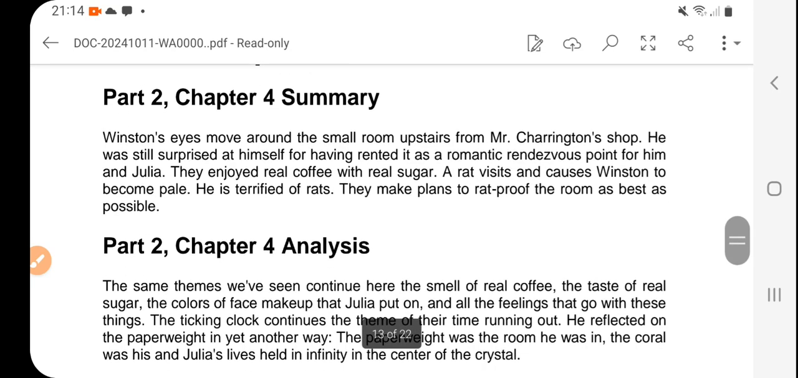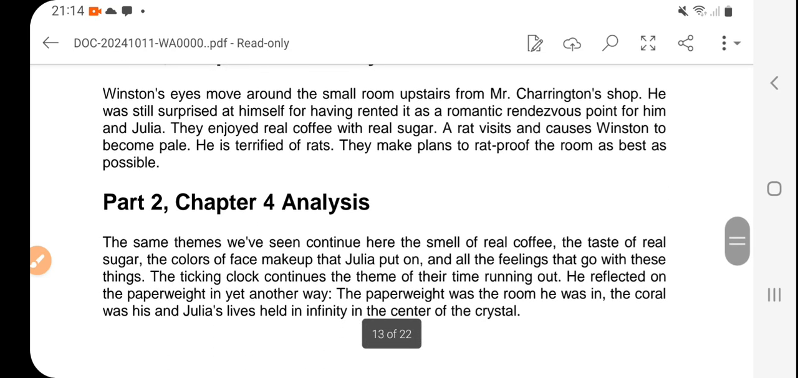Now chapter 4. The summary of chapter 4 is that Winston's eyes move around the small room upstairs from Mr. Charrington's shop, and he was still surprised at himself for having rented it as a romantic rendezvous point for him and Julia. They enjoyed real coffee with sugar. A rat visits and causes Winston to become pale. He is terrified of rats. They make a plan to rat proof the room as best as possible.